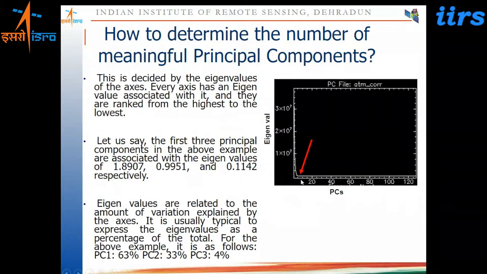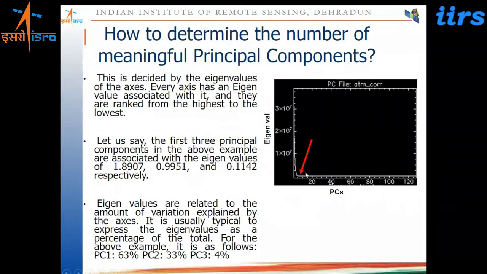After the 5, the values are almost constant. So the eigenvalues of the first 5 principal components are very high. From 0 to 5 the eigenvalues are high, and these PCs will have the maximum amount of information, whereas after 5 it is almost constant. The eigenvalues are close to 1 or 0, so they basically deal with the noisy data.